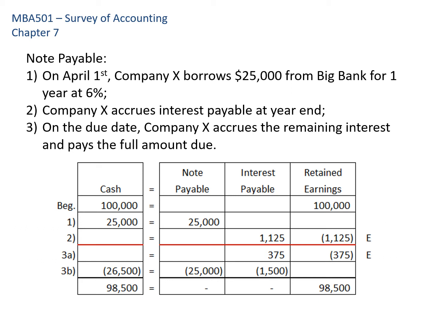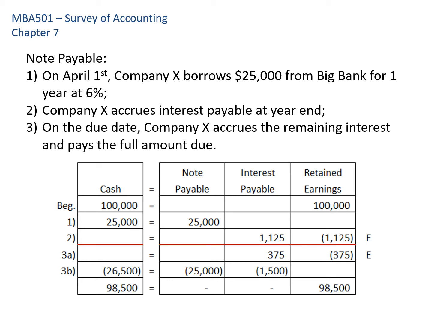So the way this works is you can see here on transaction 1, Company X borrows $25,000 from Big Bank for a year at 6%. So the transaction at that point is on Company X's books, cash goes up by $25,000 and our liability note payable goes up by $25,000. We don't recognize any interest or anything like that because that's only going to happen as time goes by.